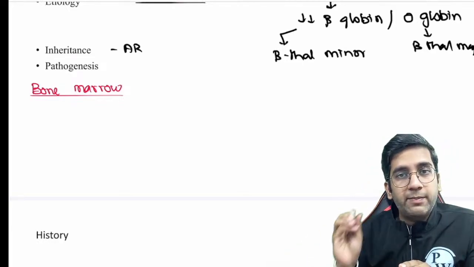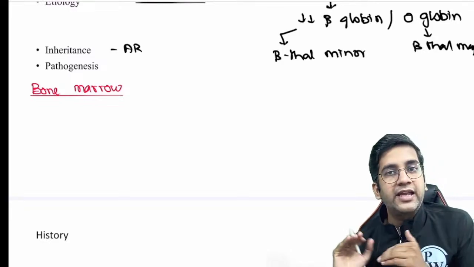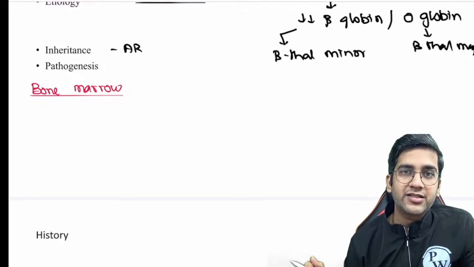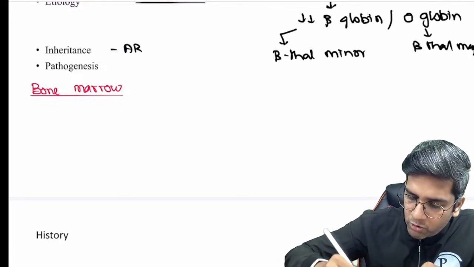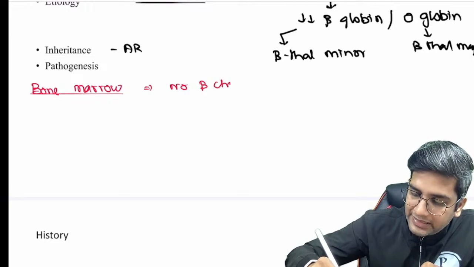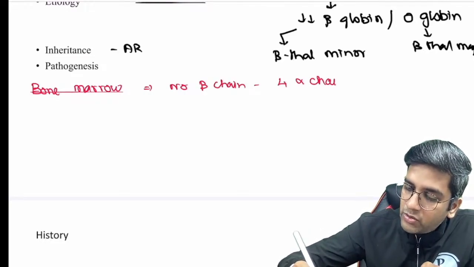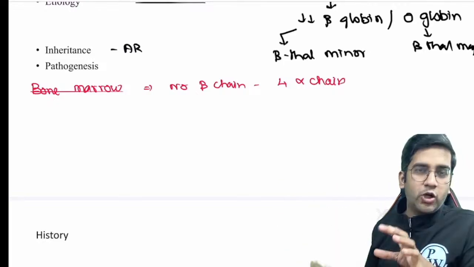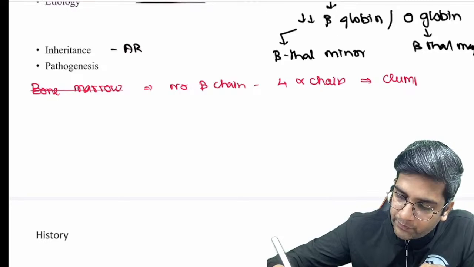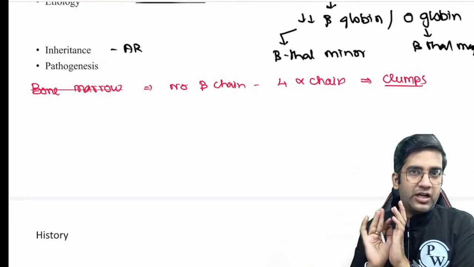The main problem in the pathogenesis is not the reduced beta, it's the excess alpha. In alpha thalassemia, the problem is not the reduced alpha, it's the excess beta or excess gamma. So in the bone marrow, because of no beta chain, I'm talking about beta thal major, you will be left with 4 alpha chains, because without 4 chains, hemoglobin cannot be formed. These 4 alpha chains will again clump together. The same protein, I cannot form a quaternary structure, they'll collapse. That's what clumping is, right?